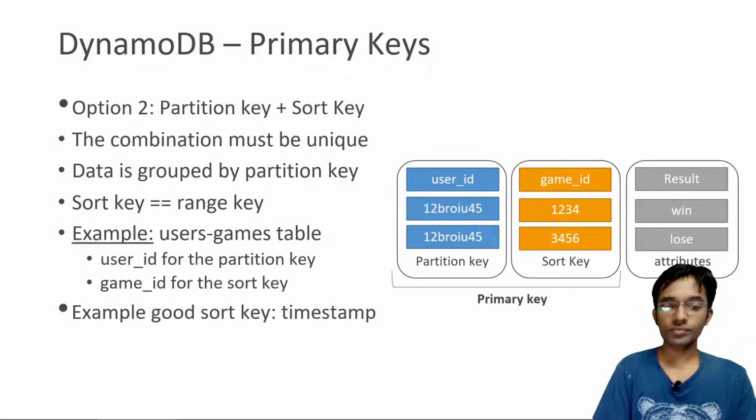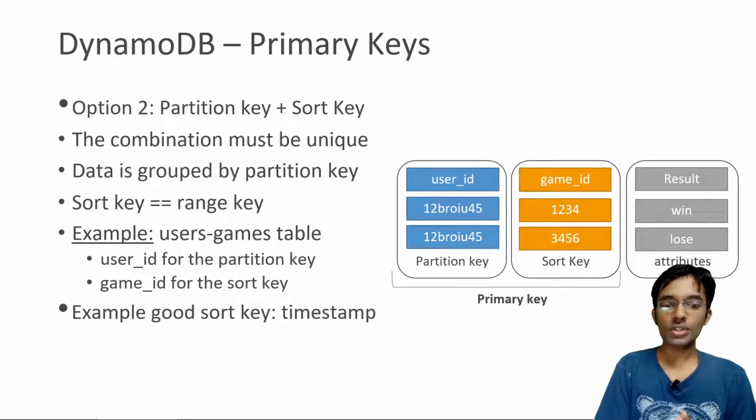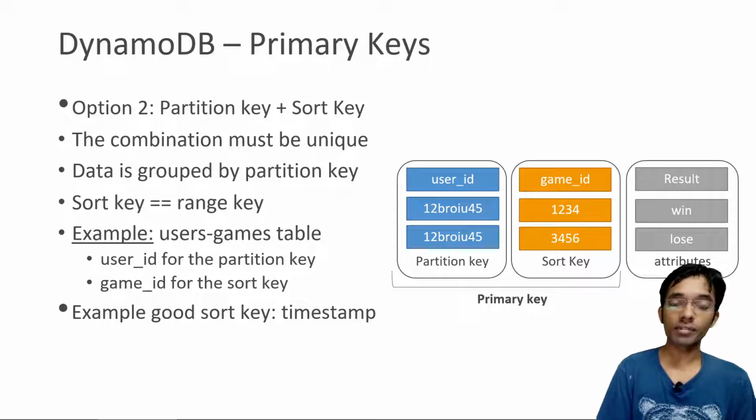The other option is to use a composite primary key, called a partition key plus a sort key. In this case, what must be unique is the combination of the two. The partition key itself can be repeated as long as the sort key associated with it is different every time, so that the data is grouped logically in the table by partition key. It's also common to see the sort key called a range key.